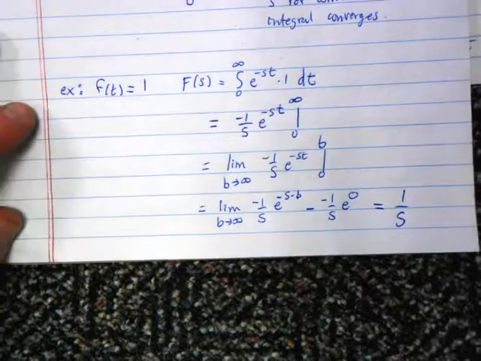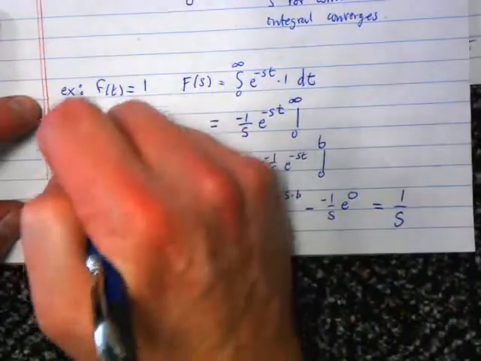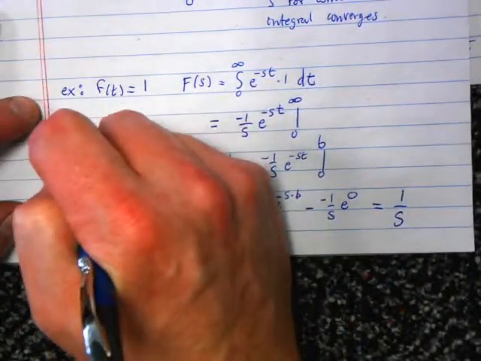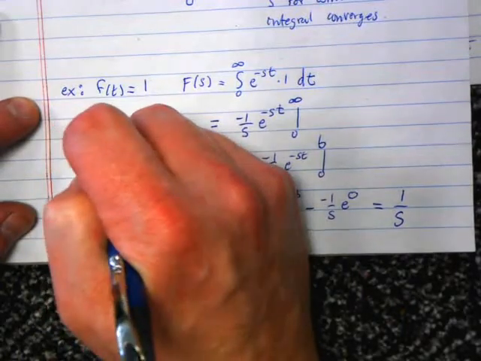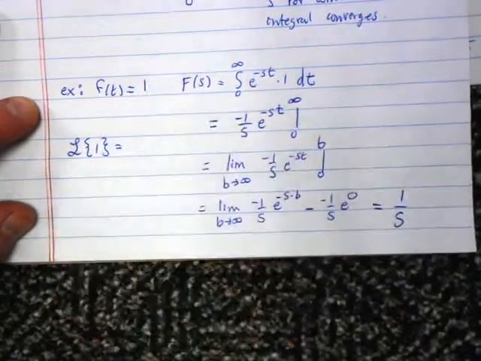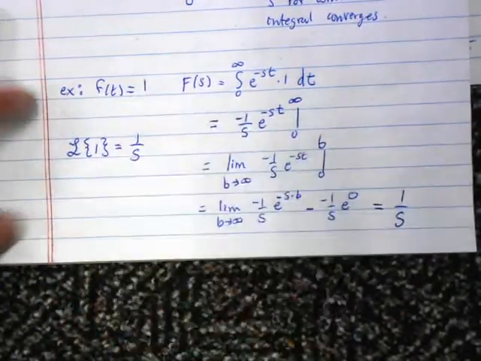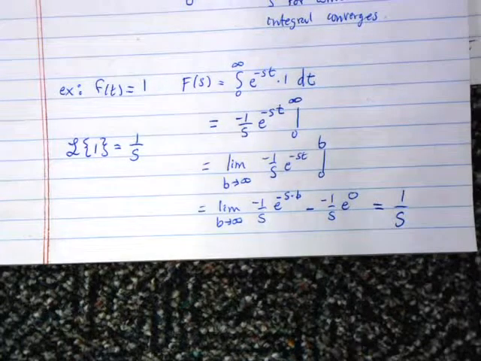All right, so the fancy symbol we would write now is the symbol we use for the Laplace transform. The Laplace transform of 1, we did all that work, we determined the Laplace transform of 1 was the function 1 over s.